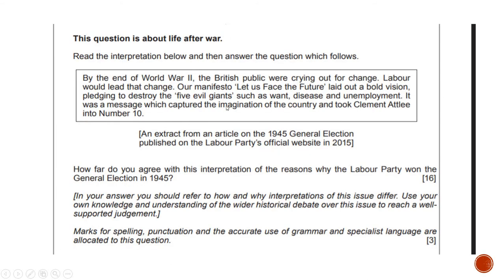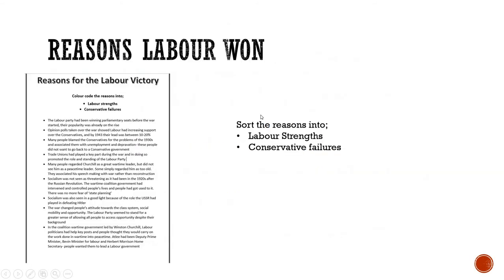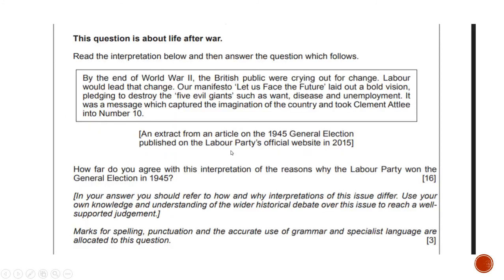And then you're going to say, on the other hand, it could be argued that it was the Conservative weaknesses that were the reason for Labour's win. You're going to pull out the Conservative failures from this and write about these. Then you're going to talk about the limits of this. So you can say things like it's from the Labour Party's official website in 2015, so it's biased because it's from the Labour Party's website. There was actually an election in 2015, so it's quite important to know that because they're trying to win votes, which could make it a little less reliable as well.